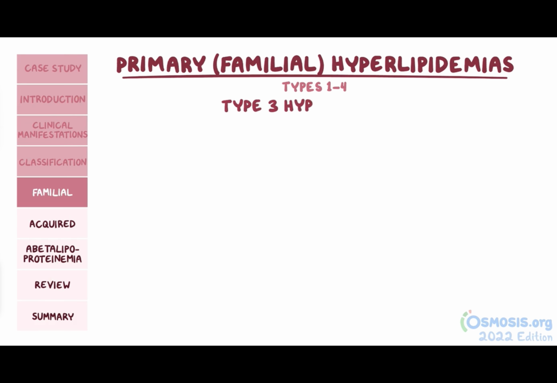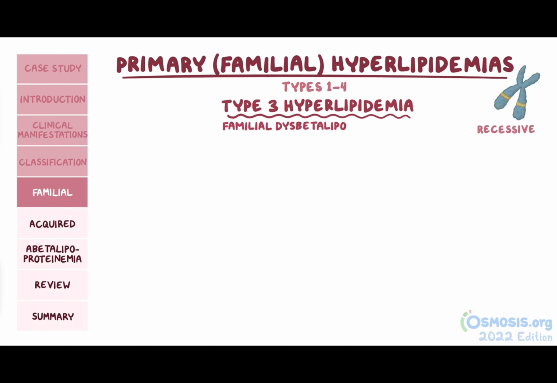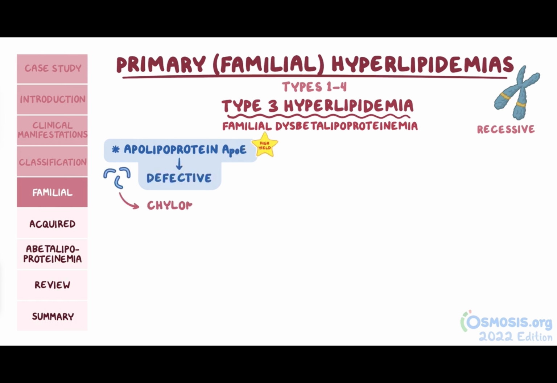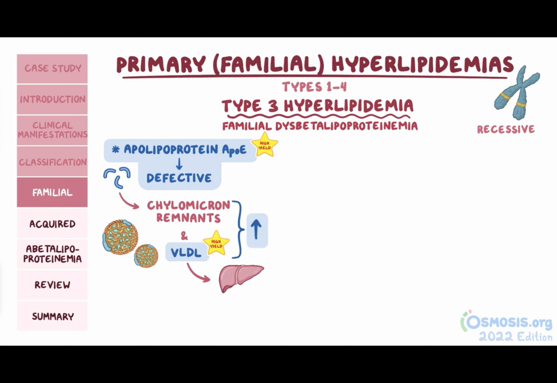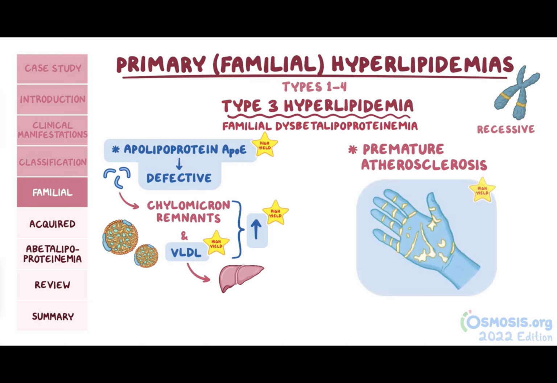Alright, type 3 familial hyperlipidemia is a rare autosomal recessive disorder, also known as familial dysbetalipoproteinemia. In this disorder, the apolipoprotein E, or ApoE, is defective. This protein normally assists with the uptake of chylomicron remnants and VLDL by the liver, so they are elevated in this condition. It's also characterized by the development of premature atherosclerosis. However, unlike type 2 hyperlipidemia, the xanthomas in this condition tend to develop on the palms.